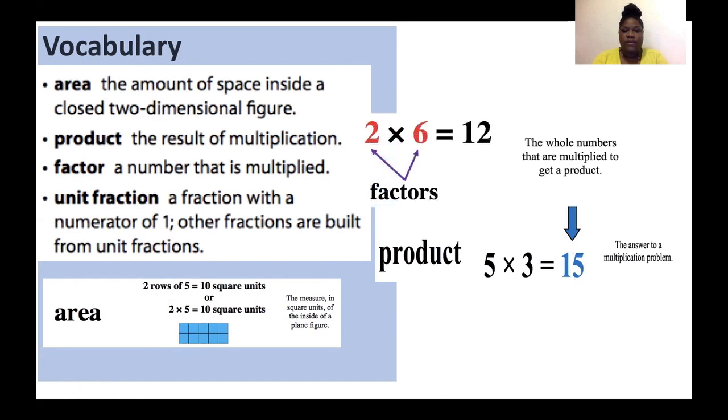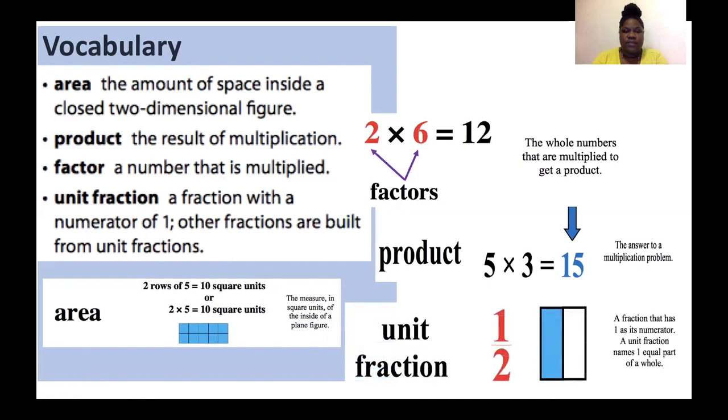The next vocabulary is factors. Those are the numbers you multiply together in a multiplication sentence. And then the last vocabulary is unit fraction. It's a fraction with the numerator always of 1, because it represents one piece of the whole. So 1/2 is a unit fraction. 1/3 is a unit fraction. 1/8 is a unit fraction. Any fraction with the numerator of 1 is a unit fraction.